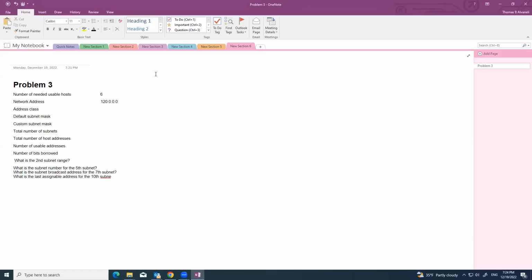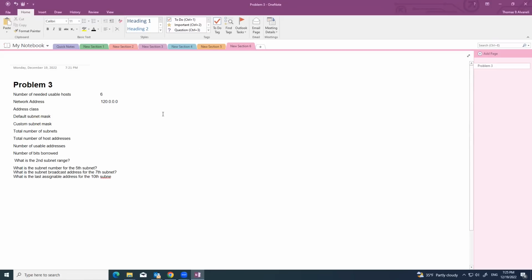a class A network address. Then it asks us to find the address class, default subnet mask, custom subnet mask, total number of subnets, total number of host addresses, number of usable addresses, and number of bits borrowed. What is the second subnet range? What is the subnet number for the 5th subnet? What is the subnet broadcast address for the 7th subnet? What is the last assignable or usable address for the 10th subnet?